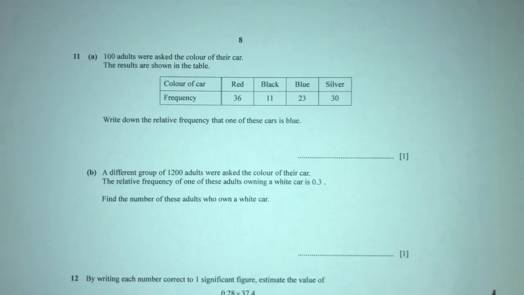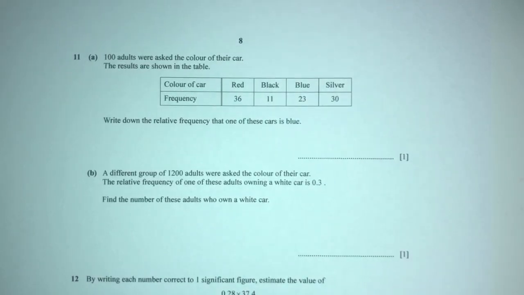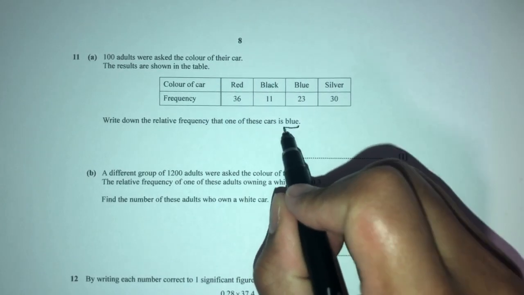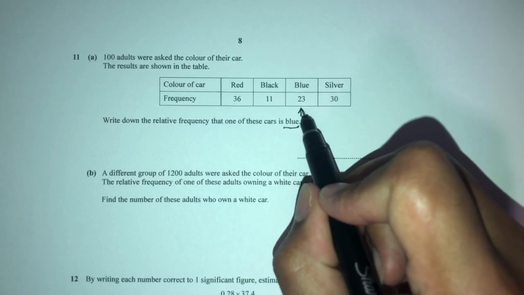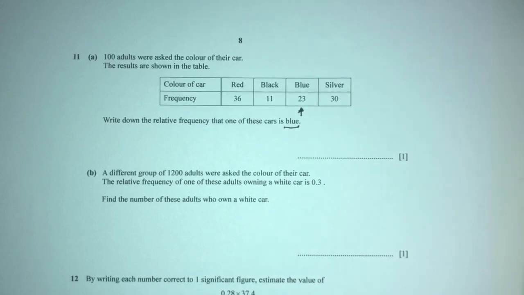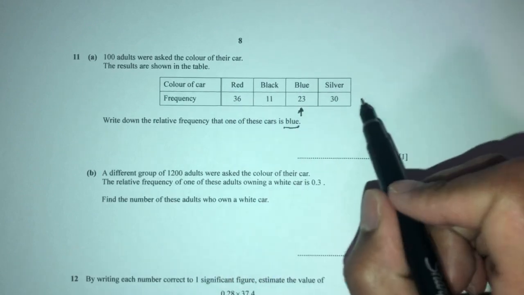Now let's move on to question number 11. So we have 100 adults who were asked the color of their car. Okay. Now the results are shown in the table below. So here we have to write down the relative frequency that one of these cars is blue. Okay. So blue, how many blue cars do we have? As you can see, we have 23 blue cars. Now what is the total number of cars?